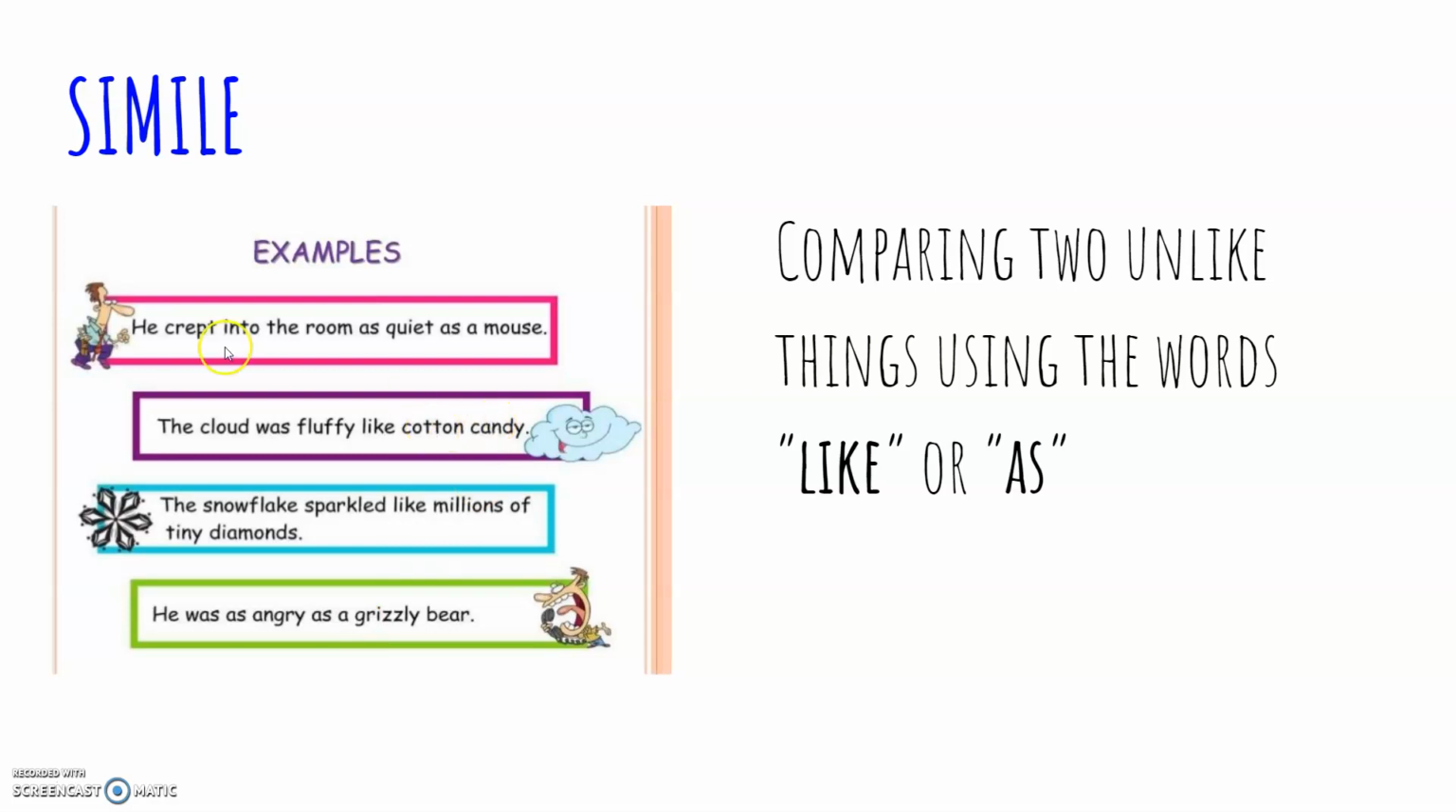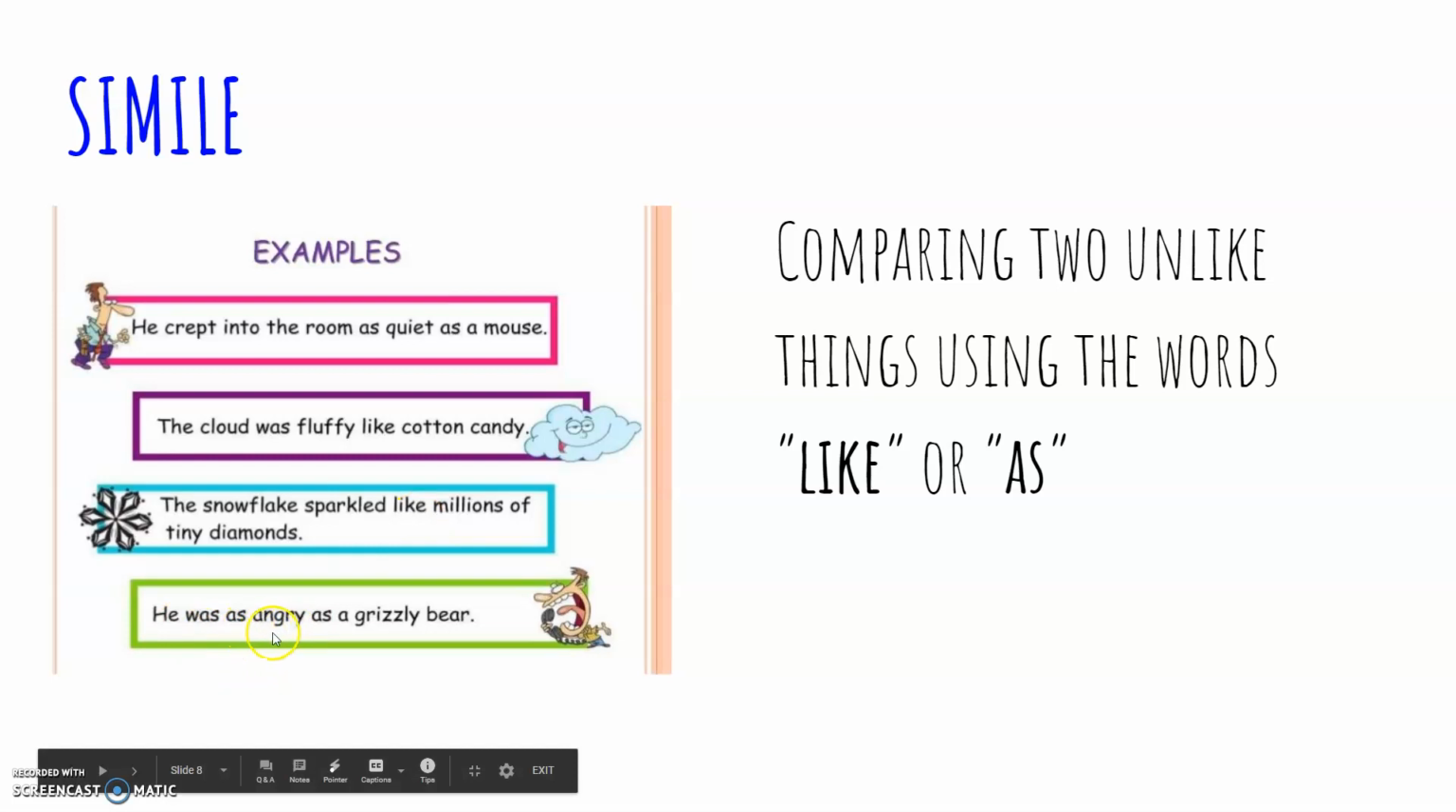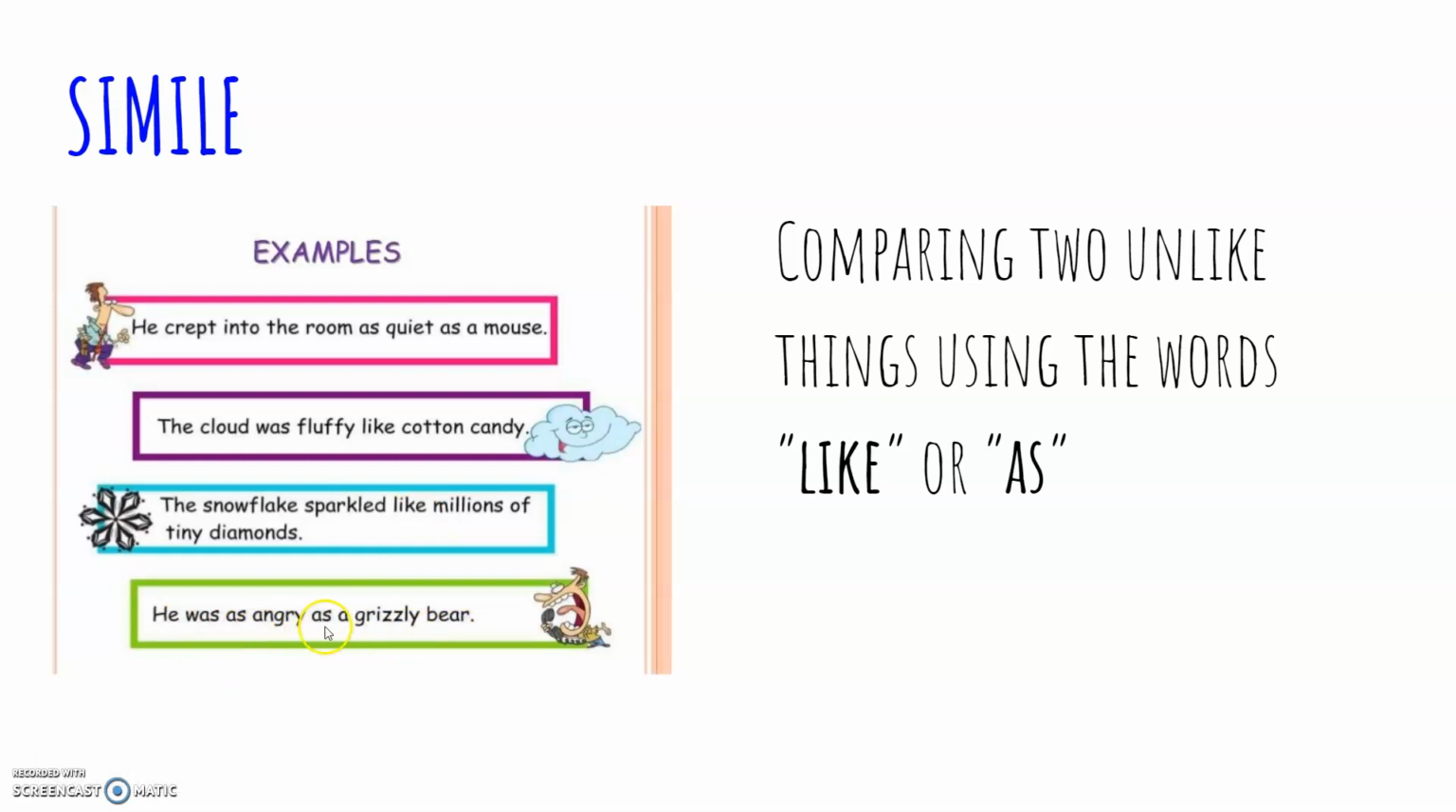So you're comparing two things. You're comparing being quiet as a mouse. There's the word as. The cloud is like cotton candy. There's your word like. The snowflakes sparkled like diamonds. There's your word like. He was as angry as a grizzly bear. There's your word as. So you've been using similes probably since grade 2 or 3 for sure. Maybe you didn't know they were called similes, but when your teacher asked you to describe something in more detail, this is probably what you were doing.